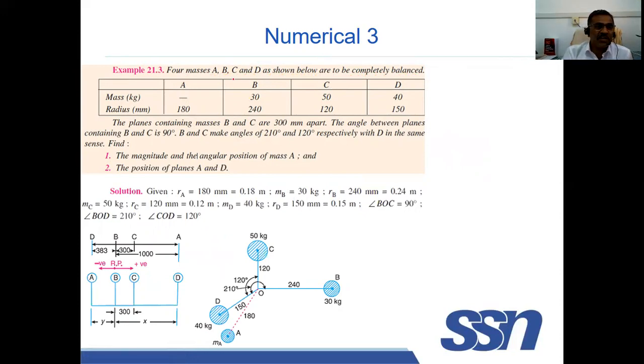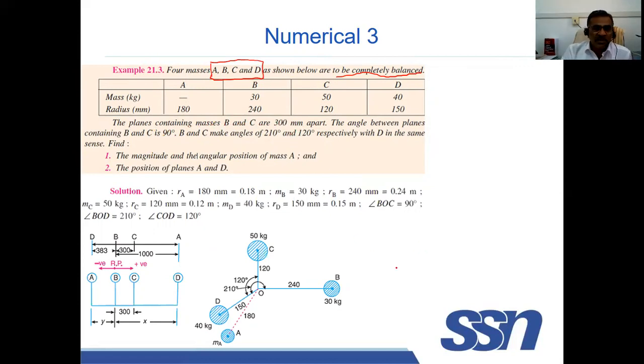But here, only 4 masses. They are in balance. The 4 masses shown below are to be completely balanced. The 4 masses are in a completely balanced position. Right? The plane containing mass B and C.